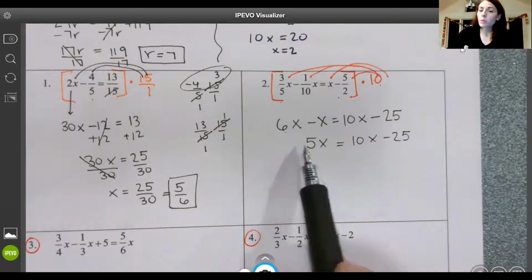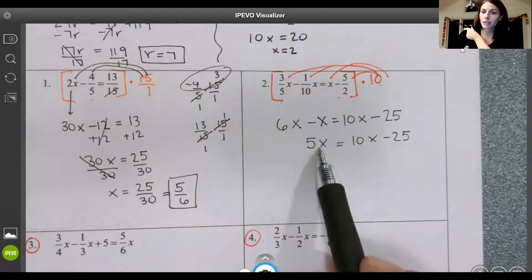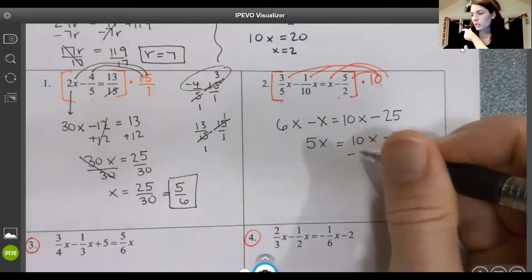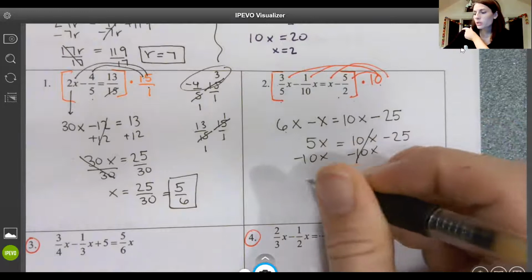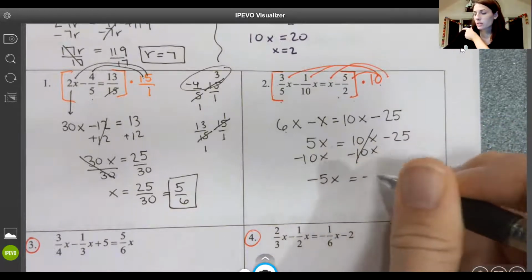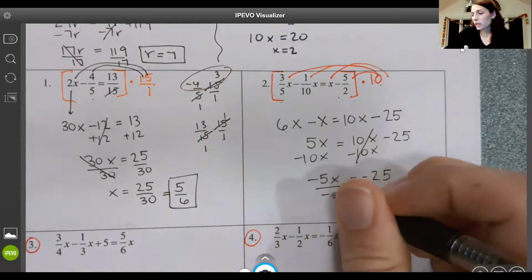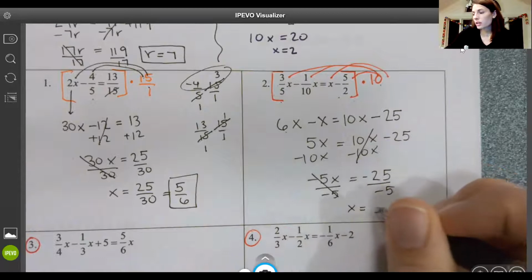Now I wouldn't subtract 5x here because that's going to zero out this side, or it's going to leave me with nothing on the left-hand side of my equation. So instead of doing that, I don't want to eliminate a side of my equation. I'm going to subtract 10x instead, which would give me negative 5x equals negative 25. And now I want to divide by negative 5 on both sides, and I get x equals 5.